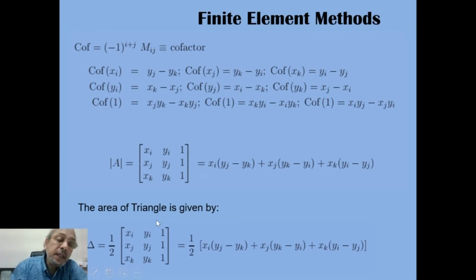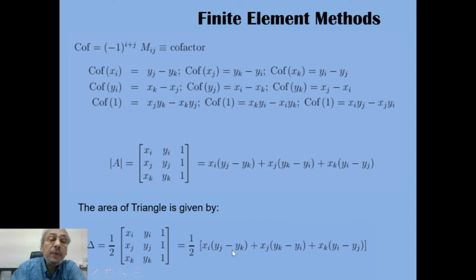Straightforward determinant. Then the area of the triangle can also be determined. We can basically recapitulate our mathematics a little bit, and it happens that the area of the triangle is half of the determinant value, that is, the value of the determinant divided by 2.